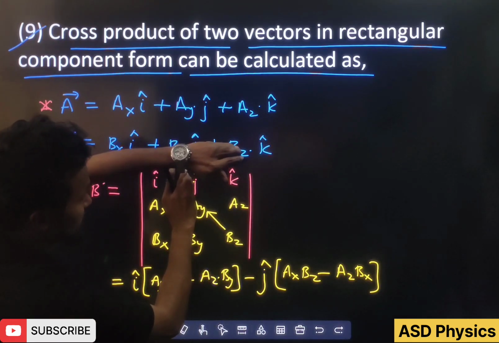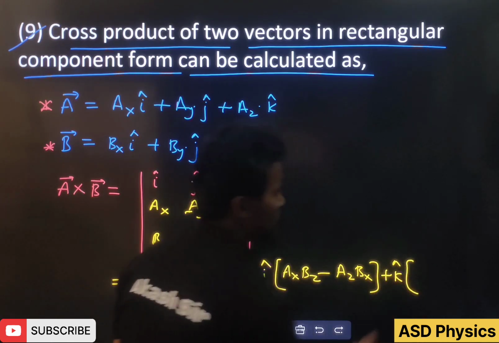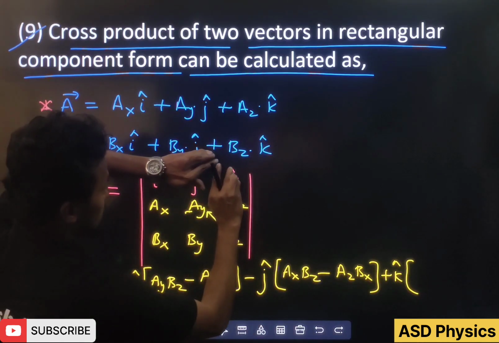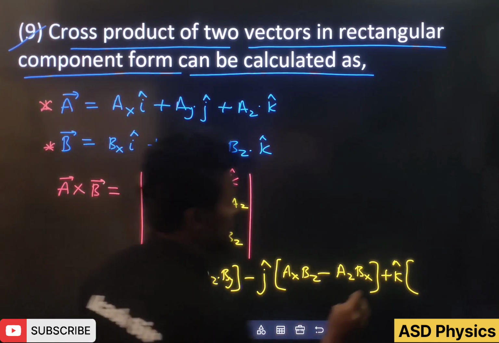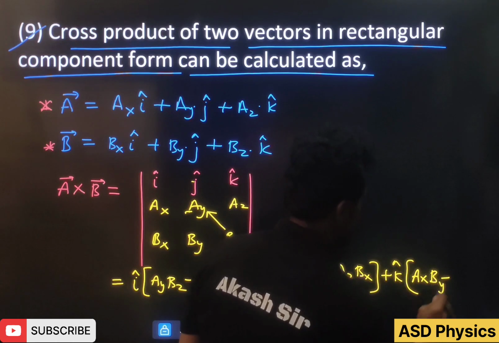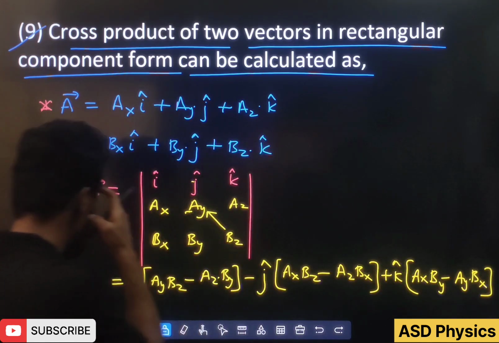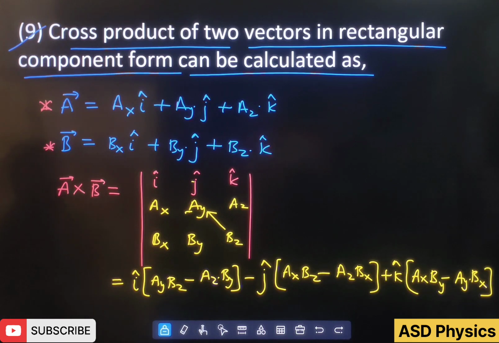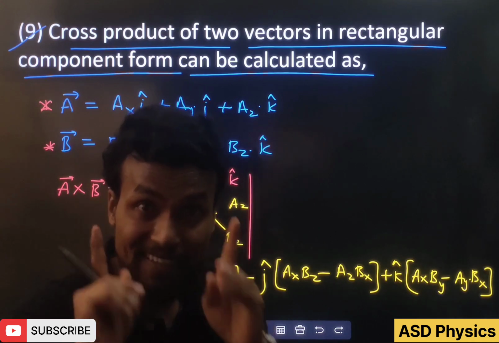Ax bz minus az bx. Plus k cap. Plus k cap, what will happen? Again you hide. Now again you see, this is now the principal diagonal. Ax by minus ay bx. What is this? Ax by minus ay bx. Okay. So this is the determinant way to calculate this cross product. And remember that here i cap, k cap are positive, but j cap is negative.